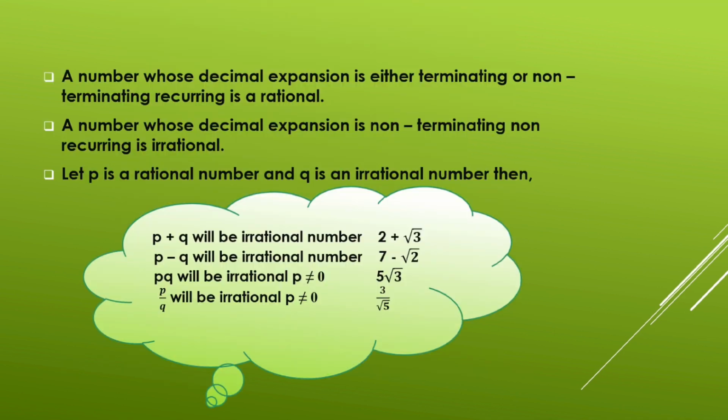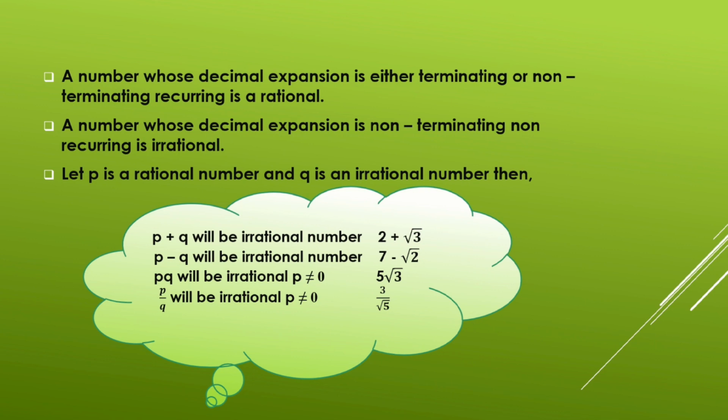So in the last slide, you can define that a number whose decimal expansion is either terminating or non-terminating recurring is a rational number. Recurring means repeating. Similarly, you can define a number whose decimal expansion is non-terminating, non-recurring, meaning non-repeating, as an irrational number.